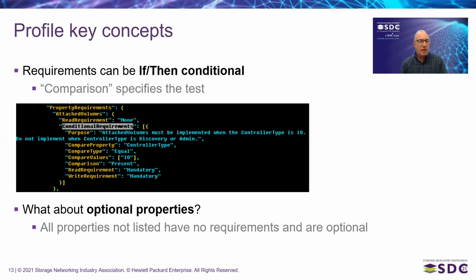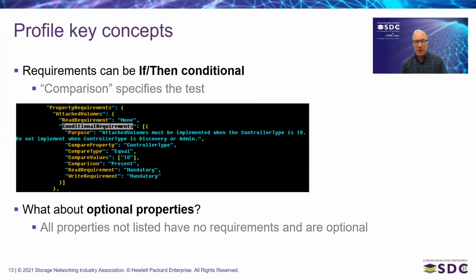So the exact comparison that you should run is described in detail following the purpose. In this case, the property that you need to look at is the controller type property. The comparison type that you need to run is an equals, and the compare value is I/O. If the controller type equals I/O, then you have a mandatory read and a mandatory write requirement.